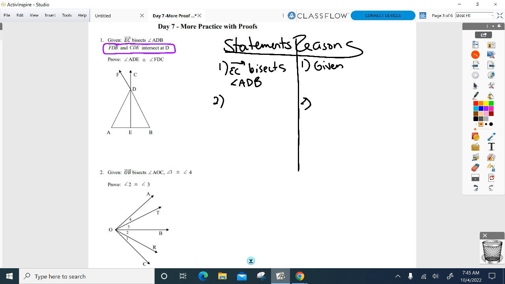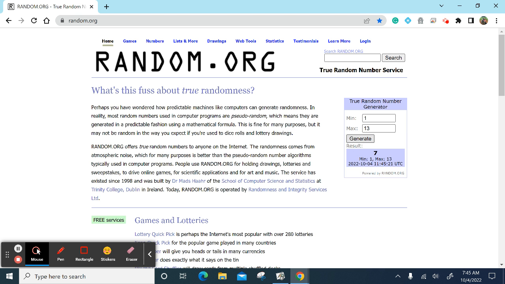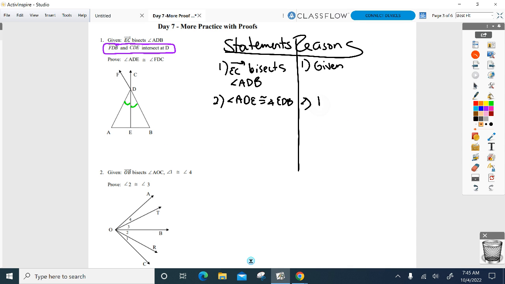What 2 angles are equal up here? ADE and EDB. Great job. Those 2 angles right there. So angle ADE is congruent to angle EDB. What would you put for your reason then? Definition of a bisect. Yeah.